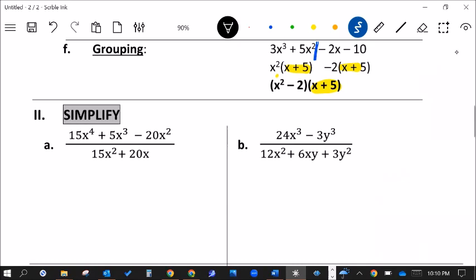So let's start off here looking at this first one. We have to divide this. So let's take out a common factor first.